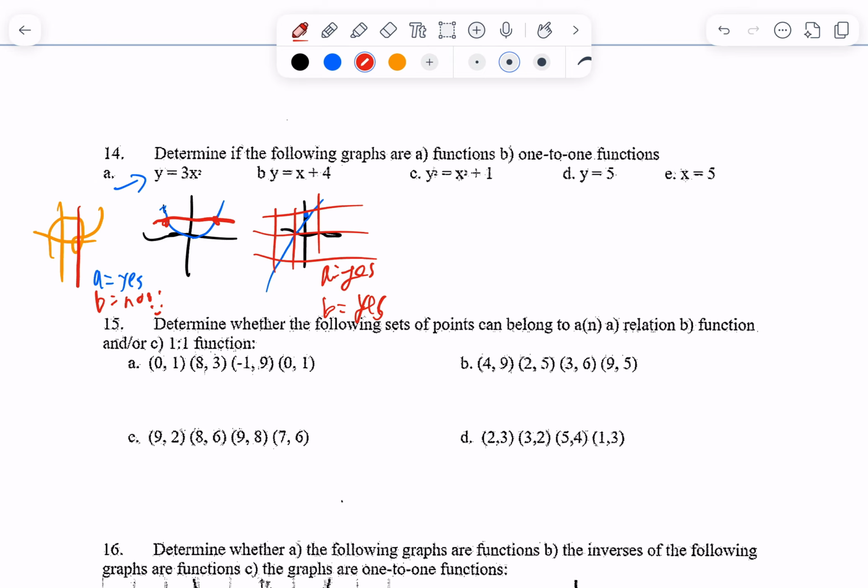Okay. Now, y squared equals x squared plus 1. You can't really plug this into a calculator, but what you can do is square root both sides. So you get y equals plus or minus the square root of x squared plus 1. So it won't be a function, because you can't have a plus-minus thing, I'm pretty sure. It just doesn't work like that. You can plug it into your calculator if you want.